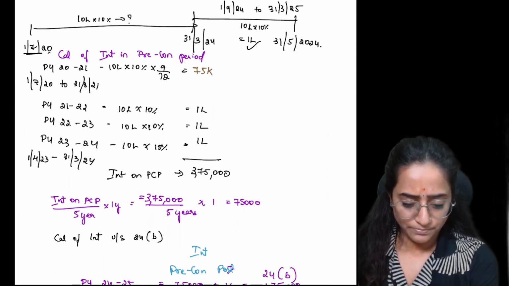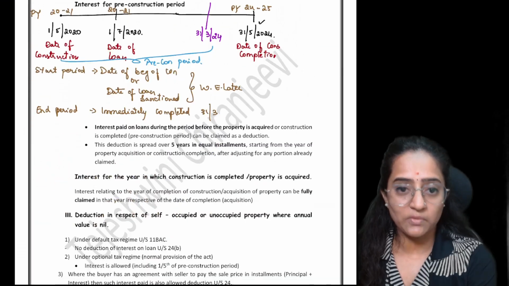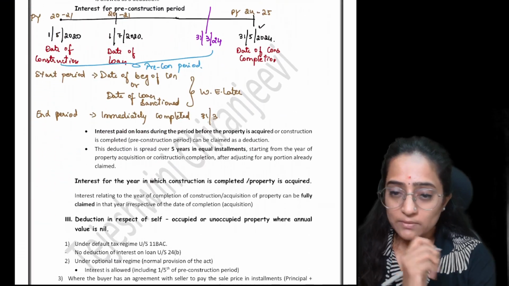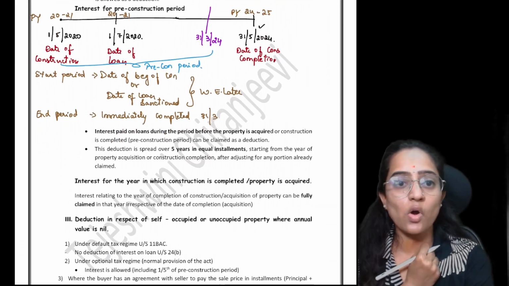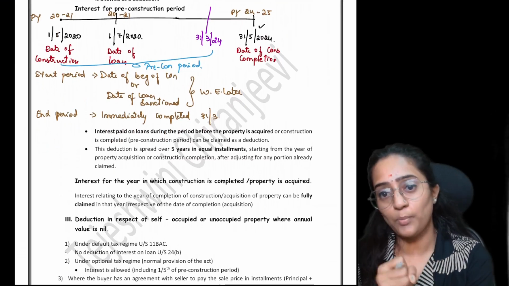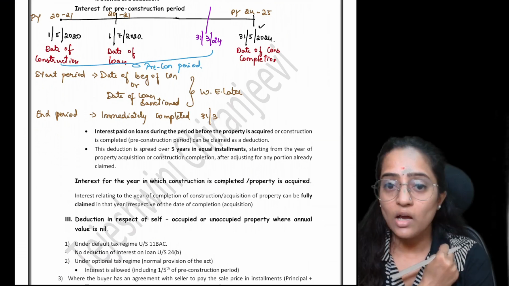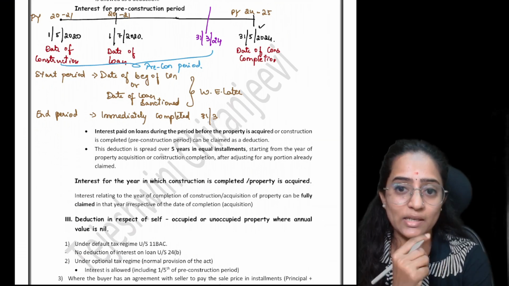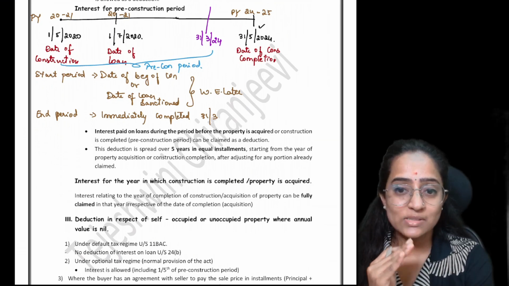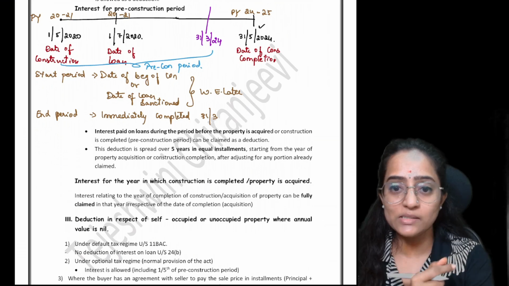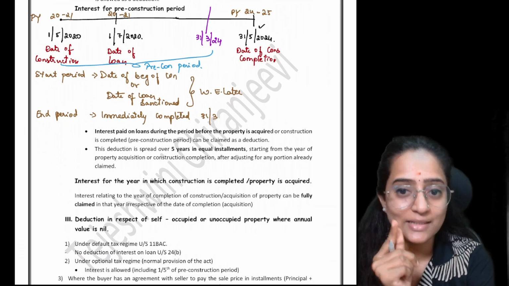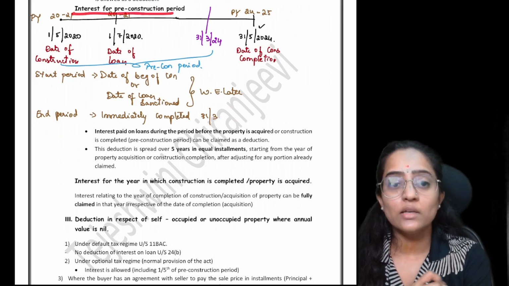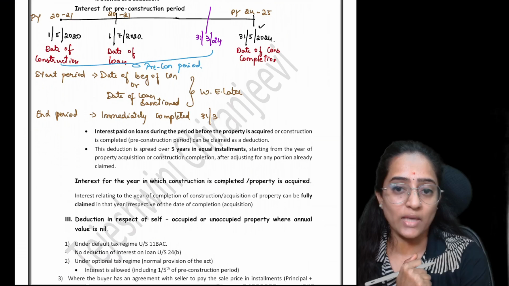We'll take that as an example. Whenever you have taken a loan for the house property and you are paying interest, note that interest is payable; I did not say paid. Even if you did not pay, you can still take the deduction under section 24B. That is nothing but the interest on the borrowed capital.